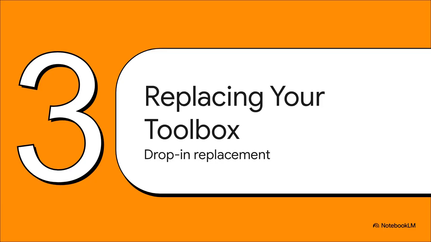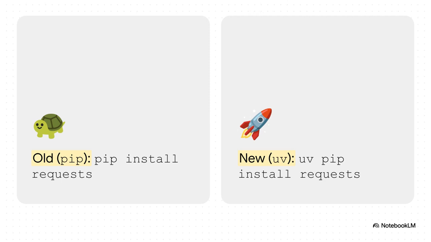Okay, theory is great, but how easy is it to actually switch? Let's get practical and see how UV just slides right in to replace the commands you're already typing every single day. Let's start with the big one, pip. To replace it, you literally just type uv in front of your old commands. That's it. Your pip install becomes uv pip install. It's meant to feel instantly familiar, just a whole lot faster.